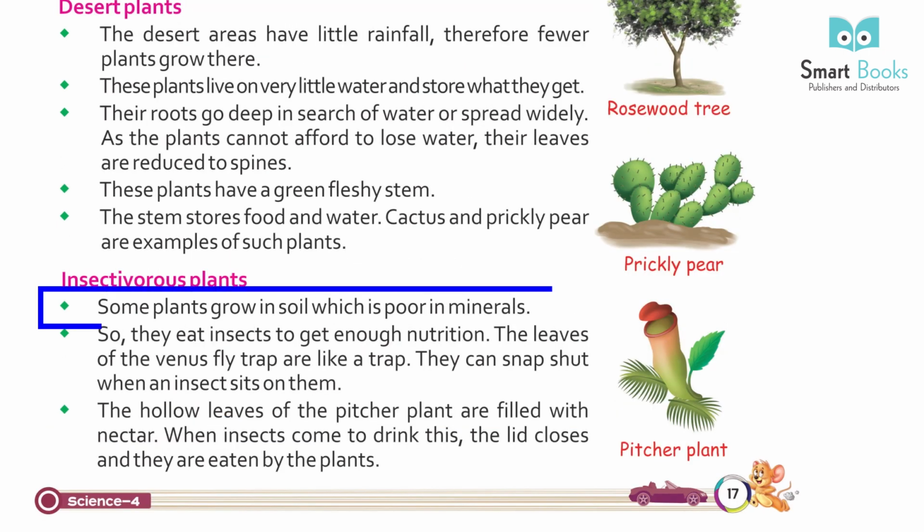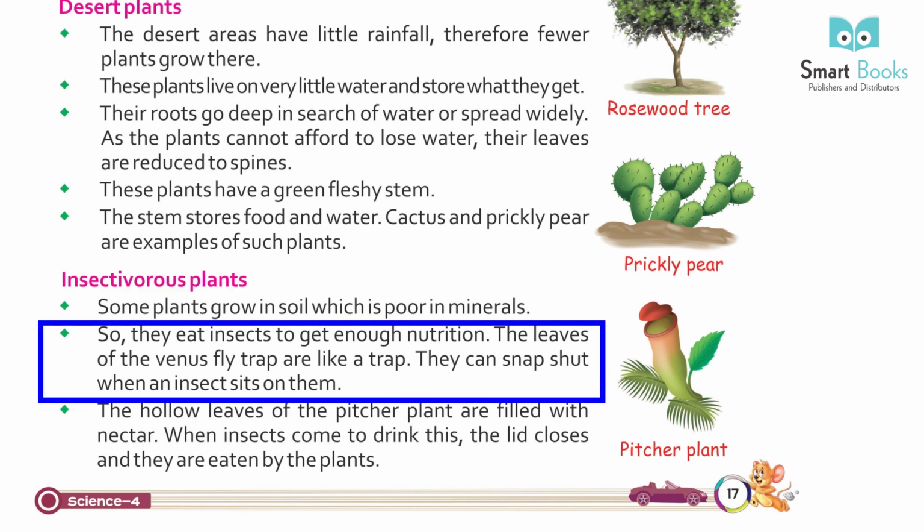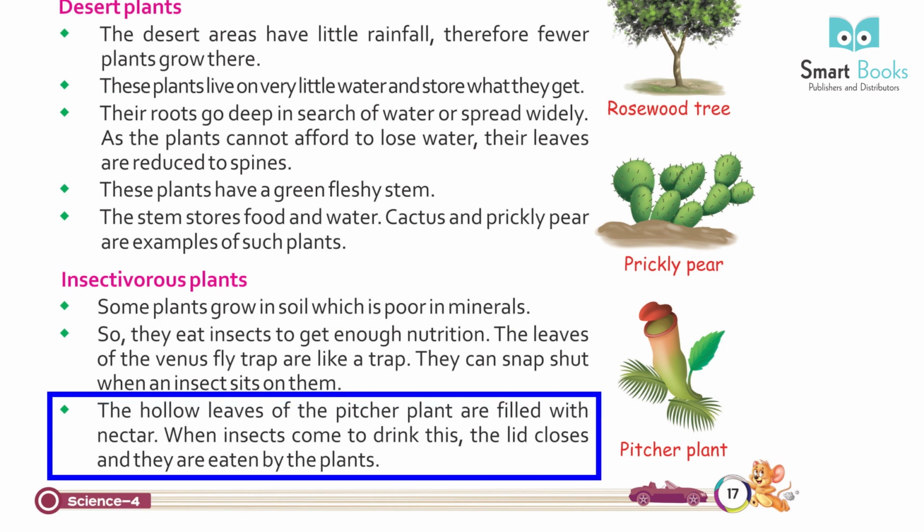Insectivorous plants. Some plants grow in soil which is poor in minerals, so they eat insects to get enough nutrition. The leaves of the Venus flytrap are like a trap. They can snap shut when an insect sits on them. The hollow leaves of the pitcher plant are filled with nectar. When insects come to drink this, the lid closes and they are eaten by the plant.